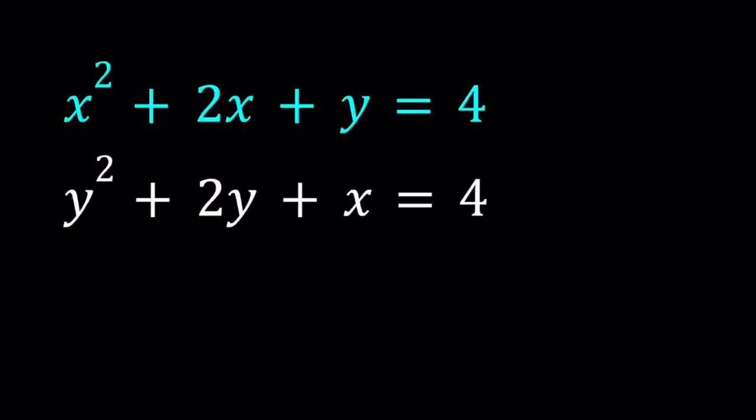Hello everyone. In this video we're going to be solving a polynomial system. We have x squared plus 2x plus y equals 4 and y squared plus 2y plus x equals 4. So it's nice that we have the same number on the right hand side. I'll be presenting two methods, and let's start with the first one.